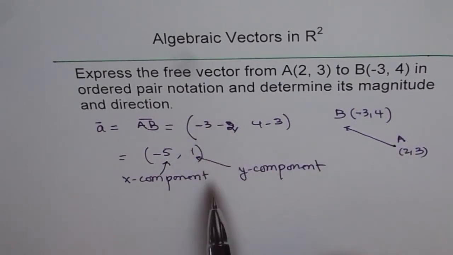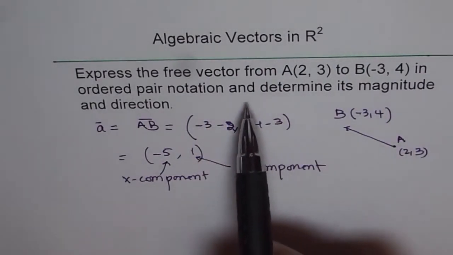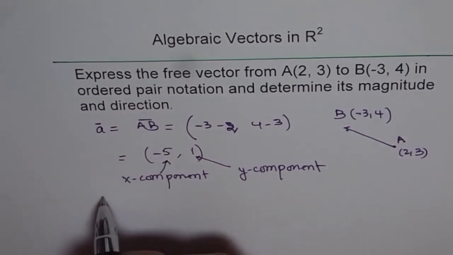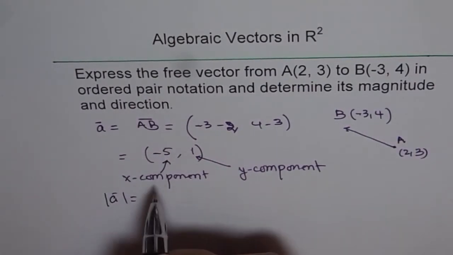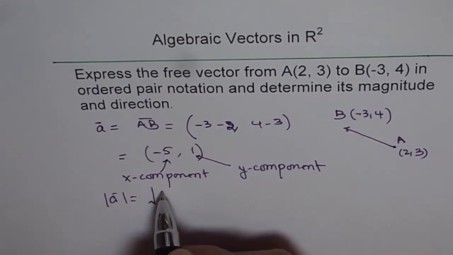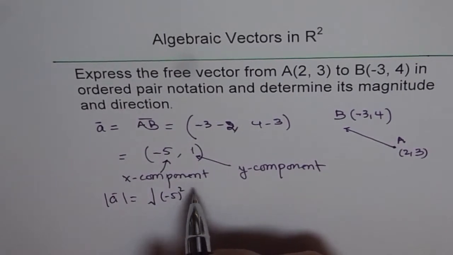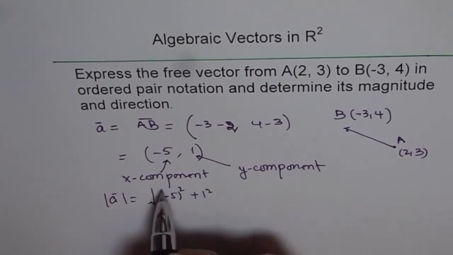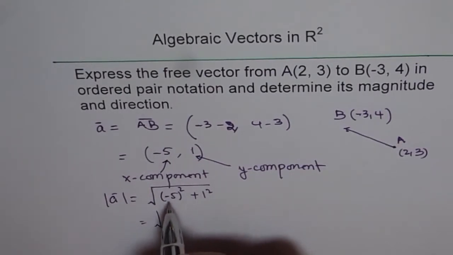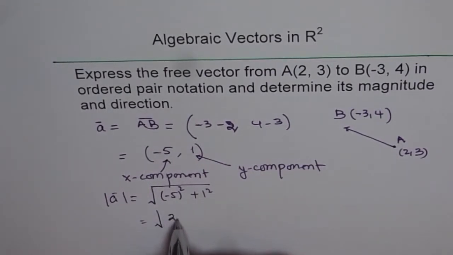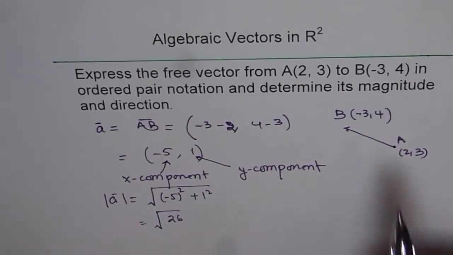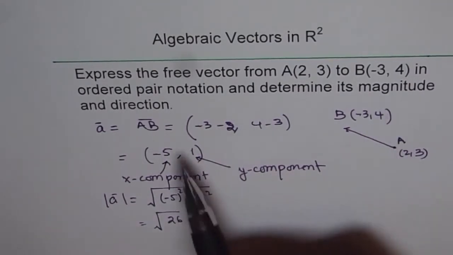The second part of this problem is to determine its magnitude and direction. So the magnitude of this vector A is equal to the square root of x squared plus y squared, right? The x component and the y component squares should be added and then we take the square root. So we get the square root of 25 plus 1, which is 26. So it is square root of 26. Now the other part is to find its direction.